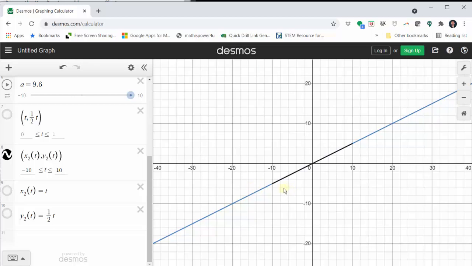But once again, notice how all of the points on the black segment are on the blue line, and therefore they are all solutions to the original linear equation.